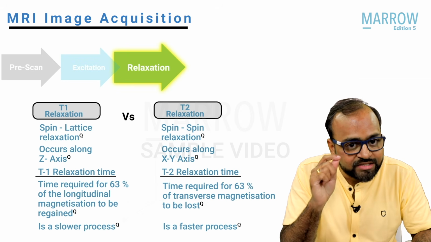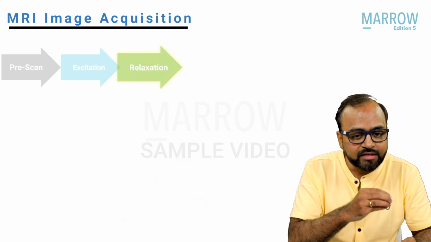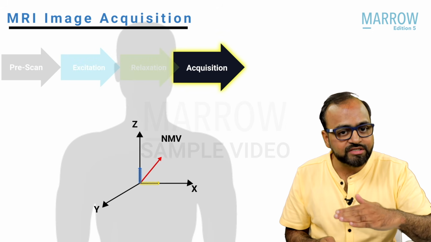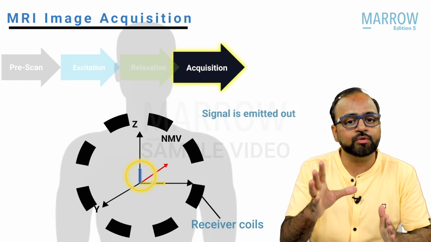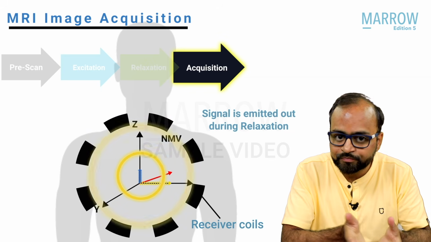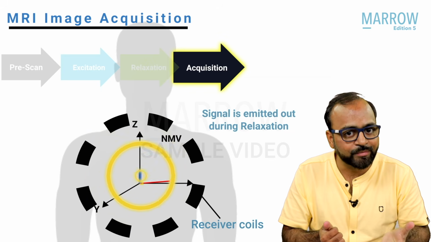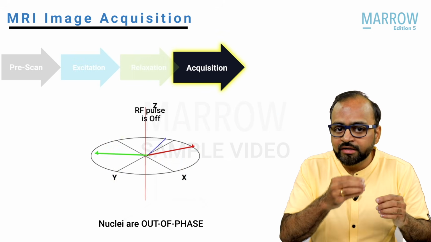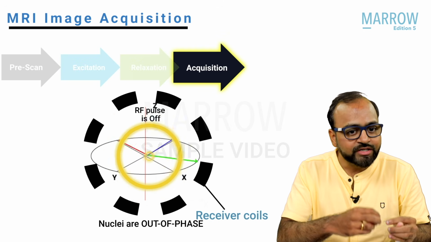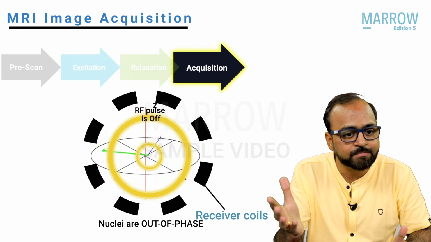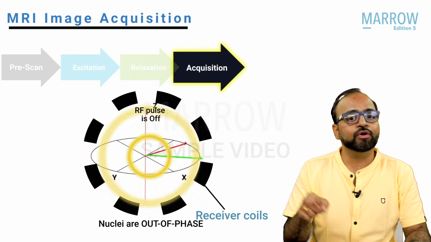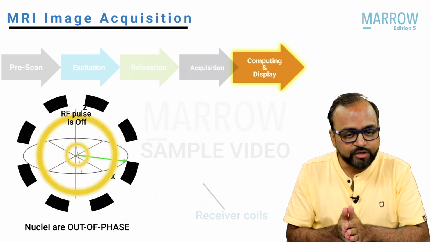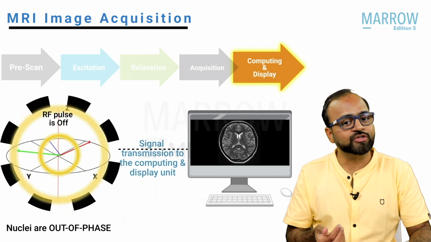Now what happens during this relaxation, that is T1 and T2, is that signal is emitted out from the patient's body. So when the longitudinal magnetization is getting regained, signal is emitted out. This is captured by the acquisition part of the MRI signal image reconstruction. Similarly, when the T2 relaxation is occurring along the XY plane, signal is emitted from the body, right? So this signal, which is emitted in the form of radio frequency pulses from the body, is picked up by the receiver coils of the MRI machine. This is then given to the computing and display unit, which processes that signal, and an image is actually created.